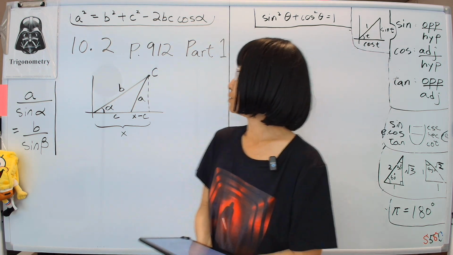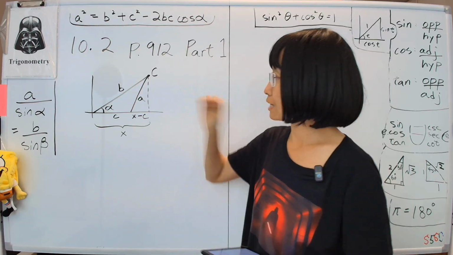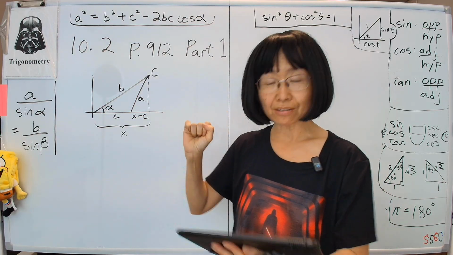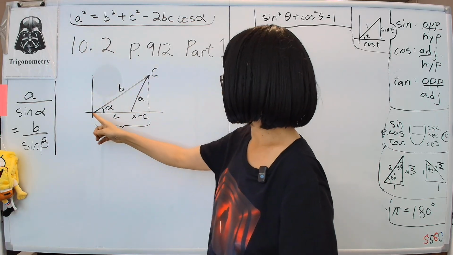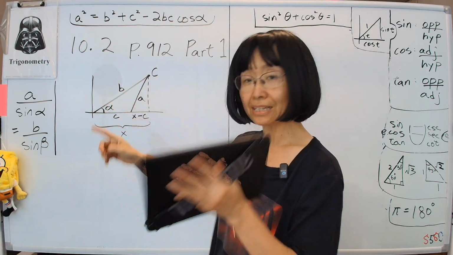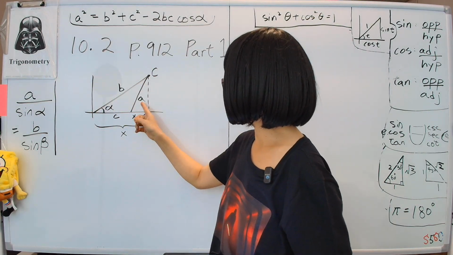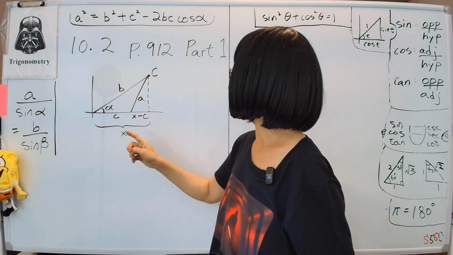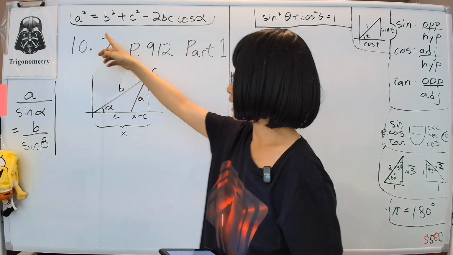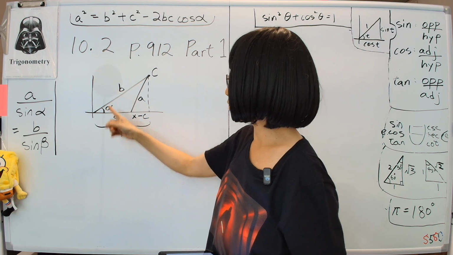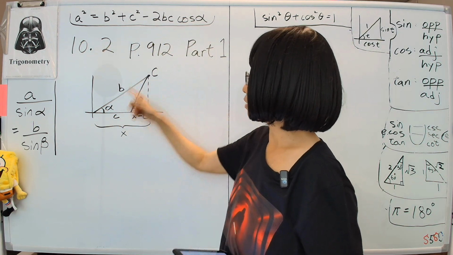Today we are going to do section 9.2 on page 912, where we're going to talk about something called the law of cosines. The law of cosines says that if we have a triangle, which I drew here, identical to the one in the book, with sides a, b, and c, then this equation is satisfied. That is, a squared equals b squared plus c squared minus 2bc cosine alpha.